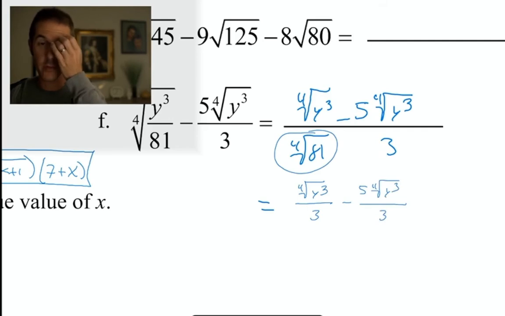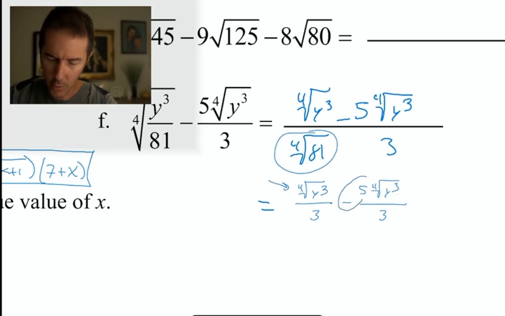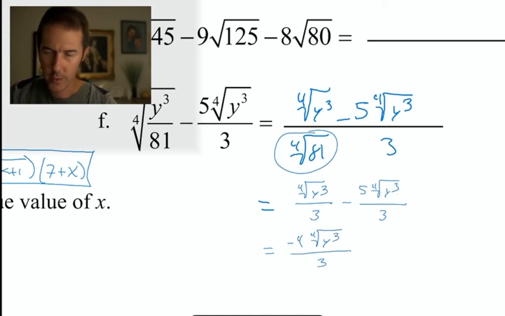And because we were able to take the fourth root of 81 and turn it into a 3, we now have a common denominator. So here I have 1 fourth root of y to the third, and I'm taking away 5 fourth roots of y to the third. And what is 1 minus 5? Well, it's negative 4. Negative 4 what's? Negative 4 fourth roots of y to the third over the common denominator of 3.